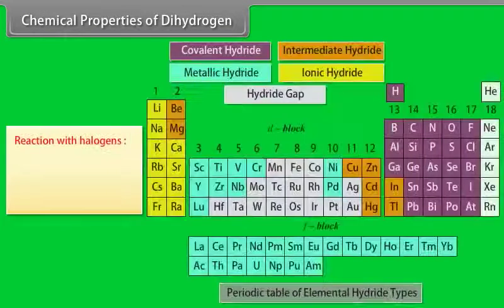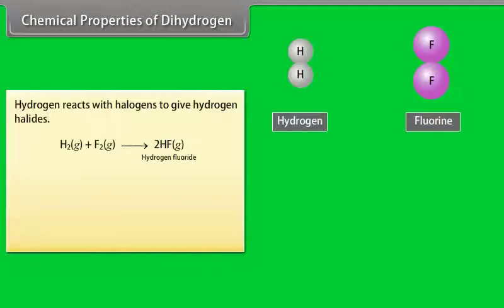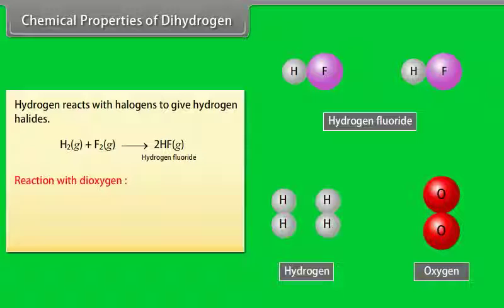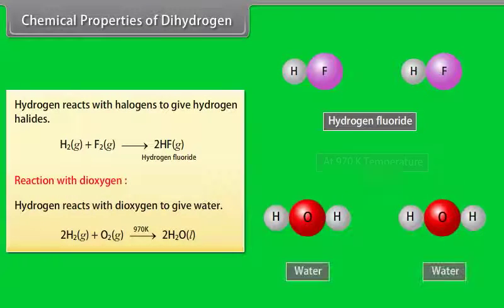Chemical properties of dihydrogen. Reaction with halogens. The reactivity of halogens with hydrogen is fluorine greater than chlorine, greater than bromine, greater than iodine. Hydrogen reacts with halogens to give hydrogen halides. Reaction with dioxygen. Hydrogen reacts with dioxygen to give water.